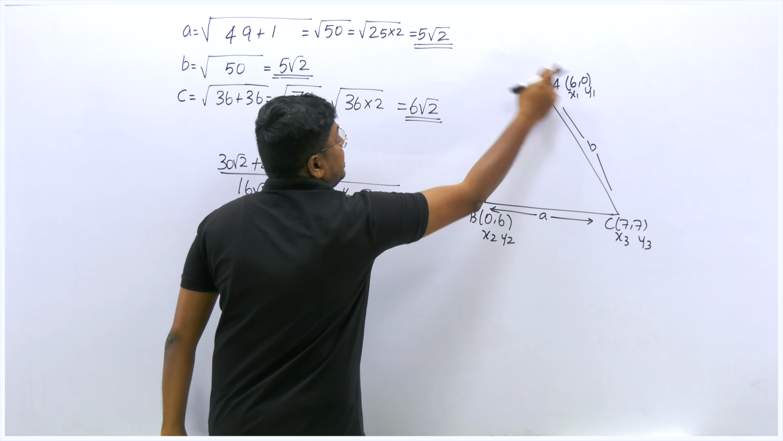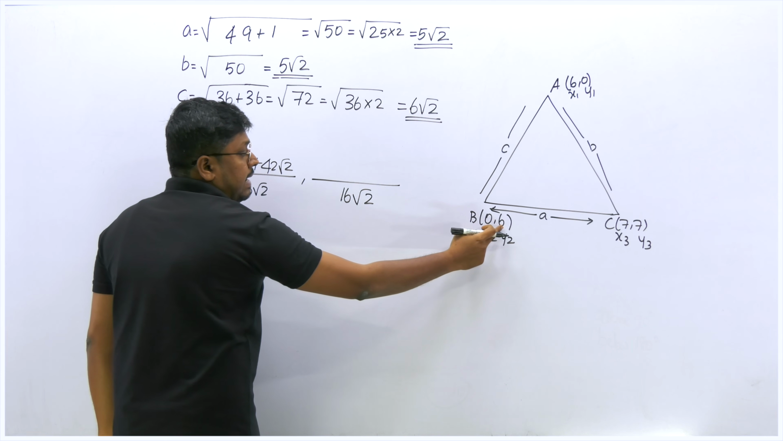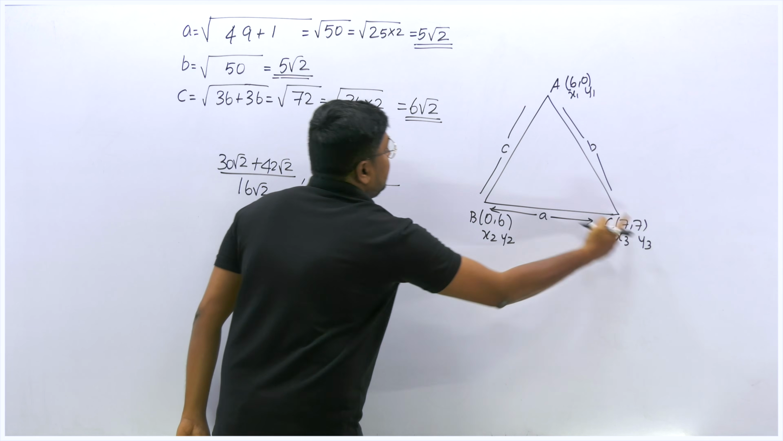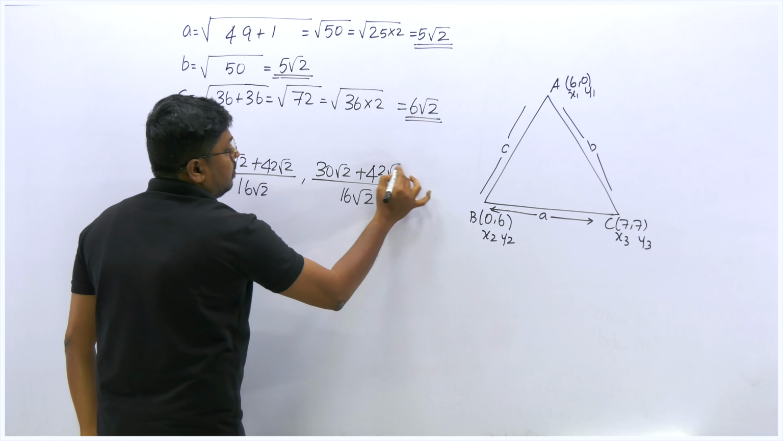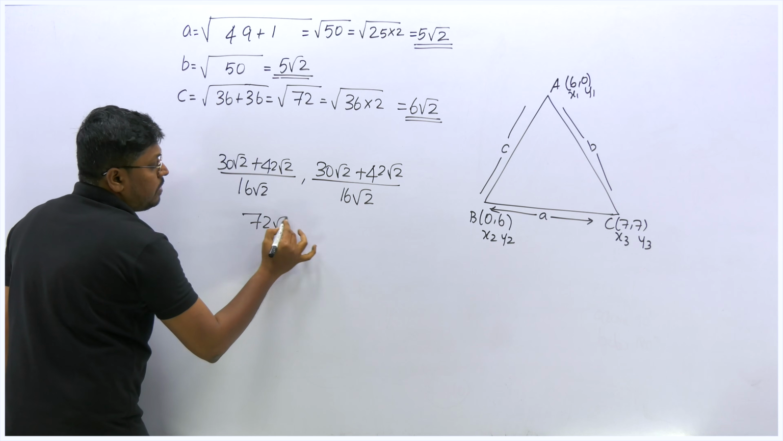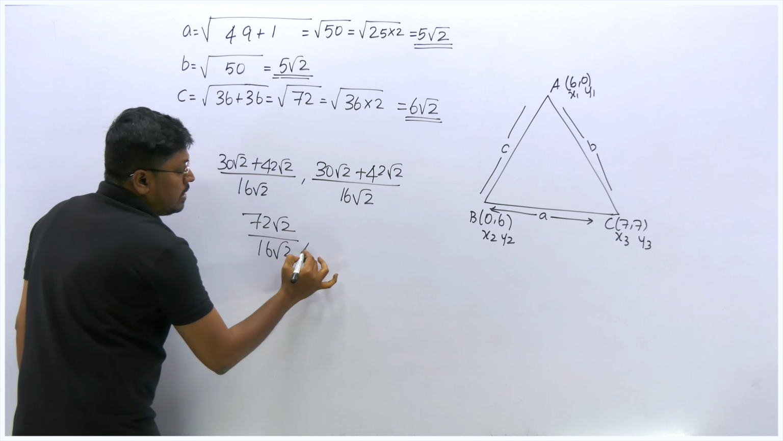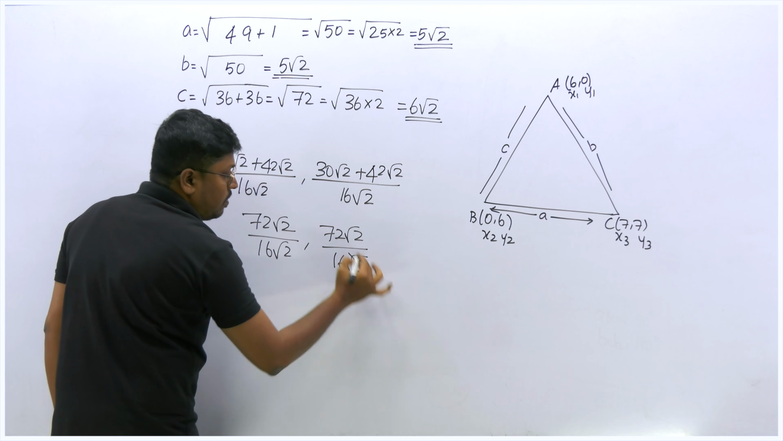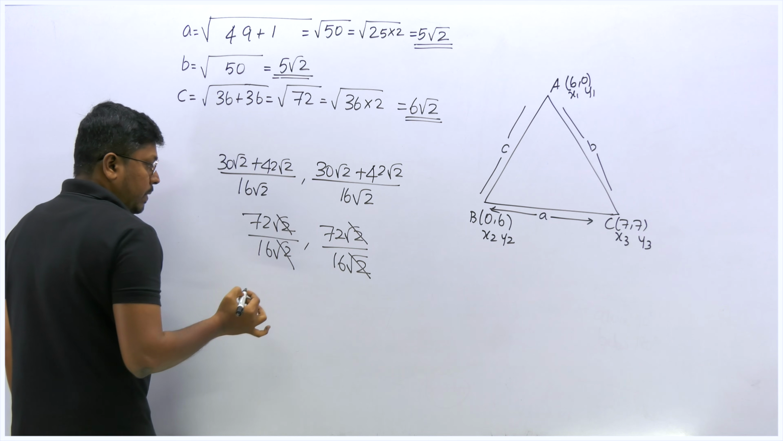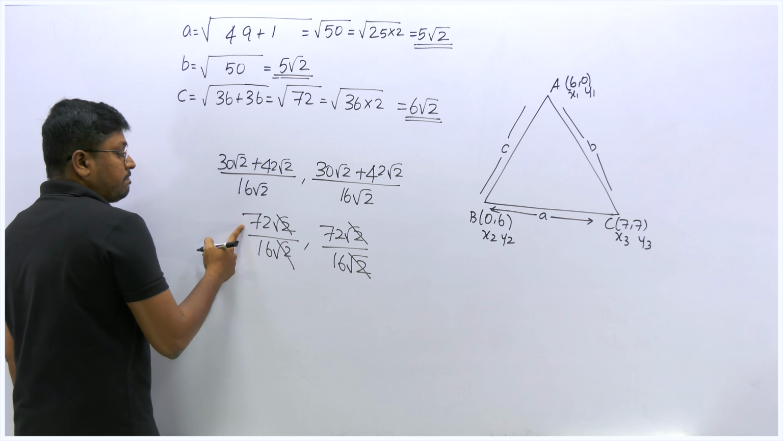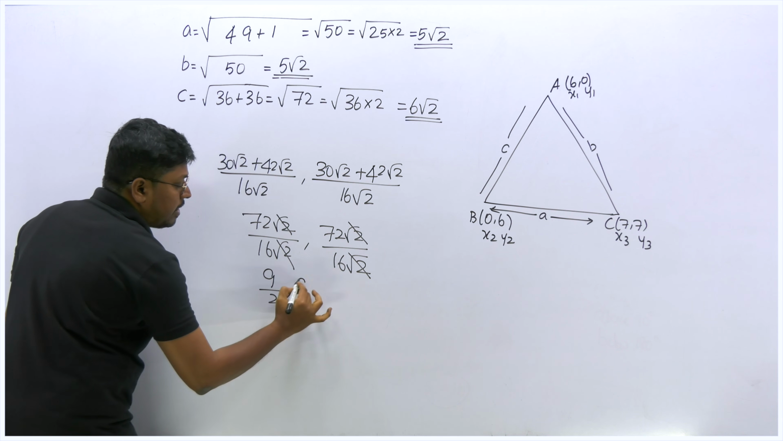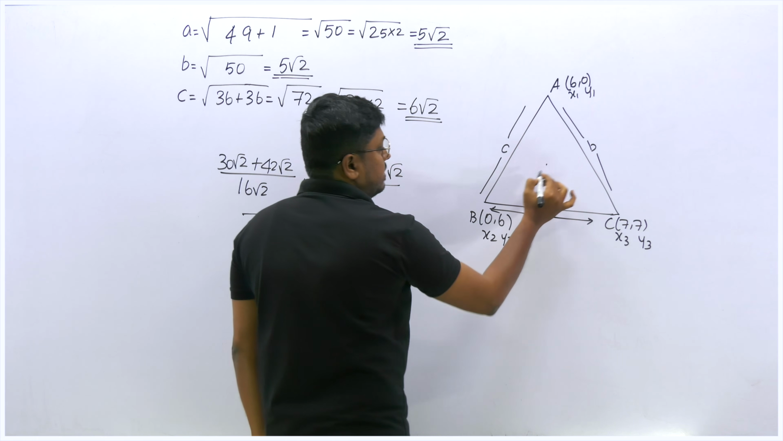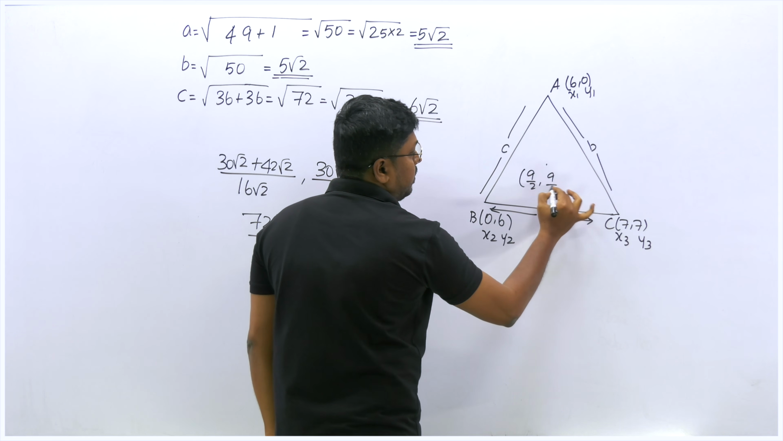So y1 is 0. So 0 into this number will be completely 0. Second, 6 into 5 will be 30 root 2. So plus 7 into 6 will be 42 root 2. So when we add the two numbers, 72 root 2 divided by 16 root 2. We can cancel root 2 here and here. Then 72 over 16 is 9 by 2. So finally we can say that the incenter coordinates will be 9 by 2, 9 by 2.